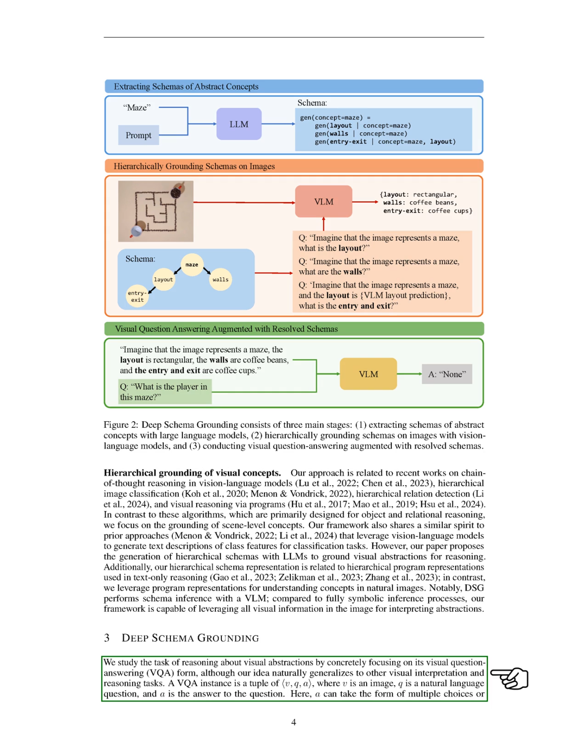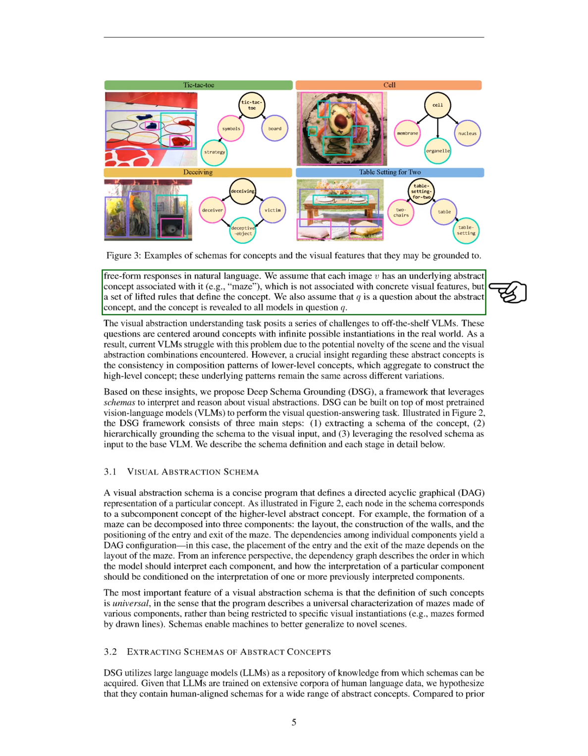We focus on reasoning about visual abstractions through visual question answering (VQA), although our approach can extend to other visual interpretation tasks. A VQA instance consists of an image, a natural language question, and an answer, which can be multiple choice or open-ended. We assume each image has an associated abstract concept, like maze, defined by a set of rules rather than specific visual features. The question pertains to this abstract concept, which is revealed to the models.